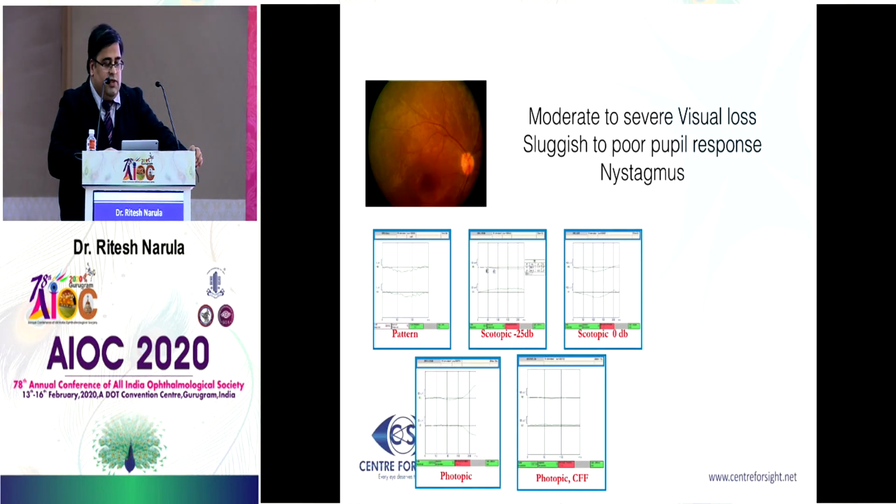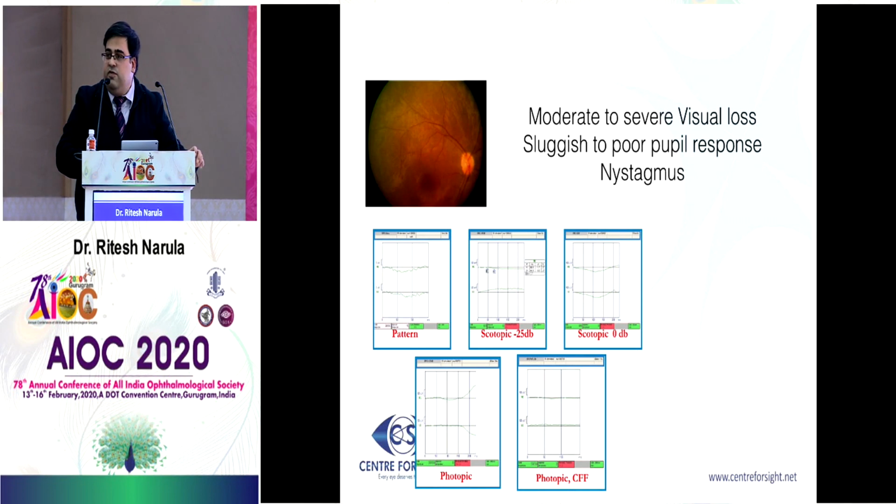Okay. So this is another patient's ERG. Again, those 5 ERGs, all flat in a young boy, moderate to severe vision loss, sluggish to poor pupillary responses, nystagmus in a 2-year-old child. Total flat ERGs with poor pupils, nystagmus, moderate to severe visual loss. A case of, very recently treatment for this has just come up.